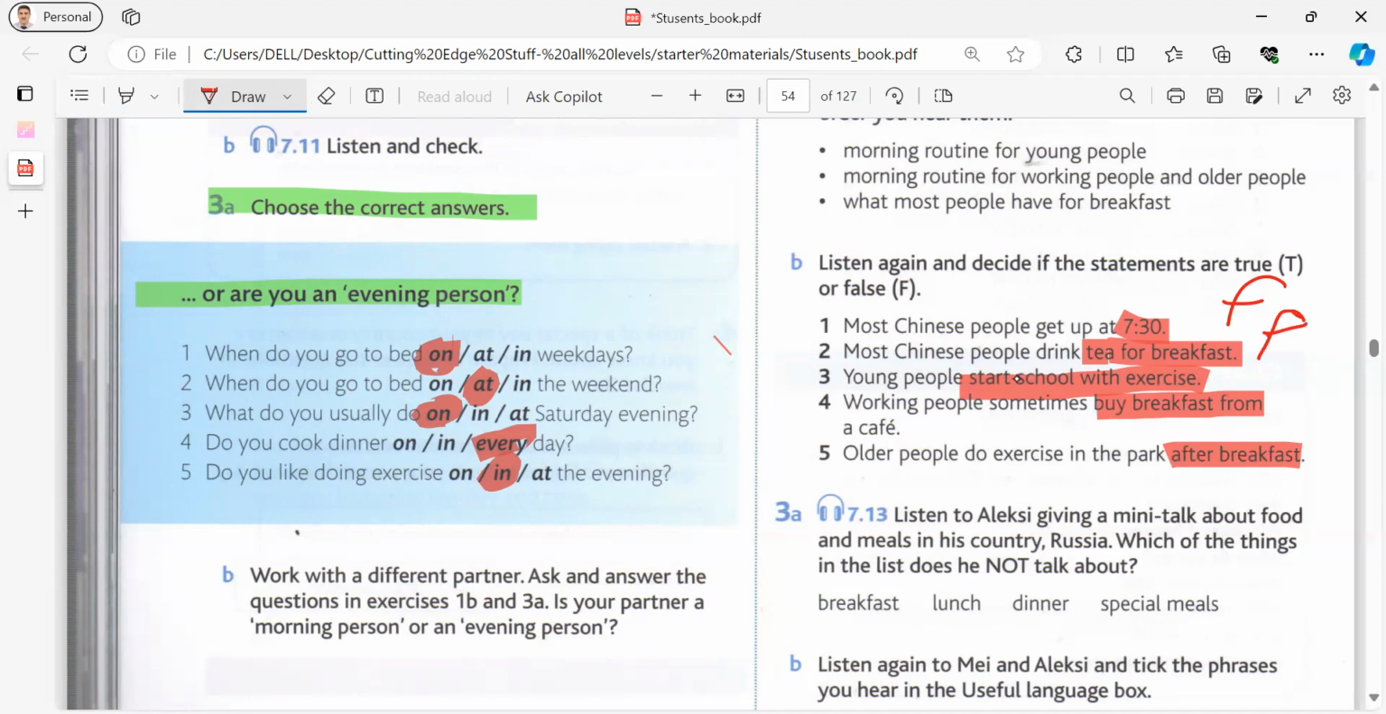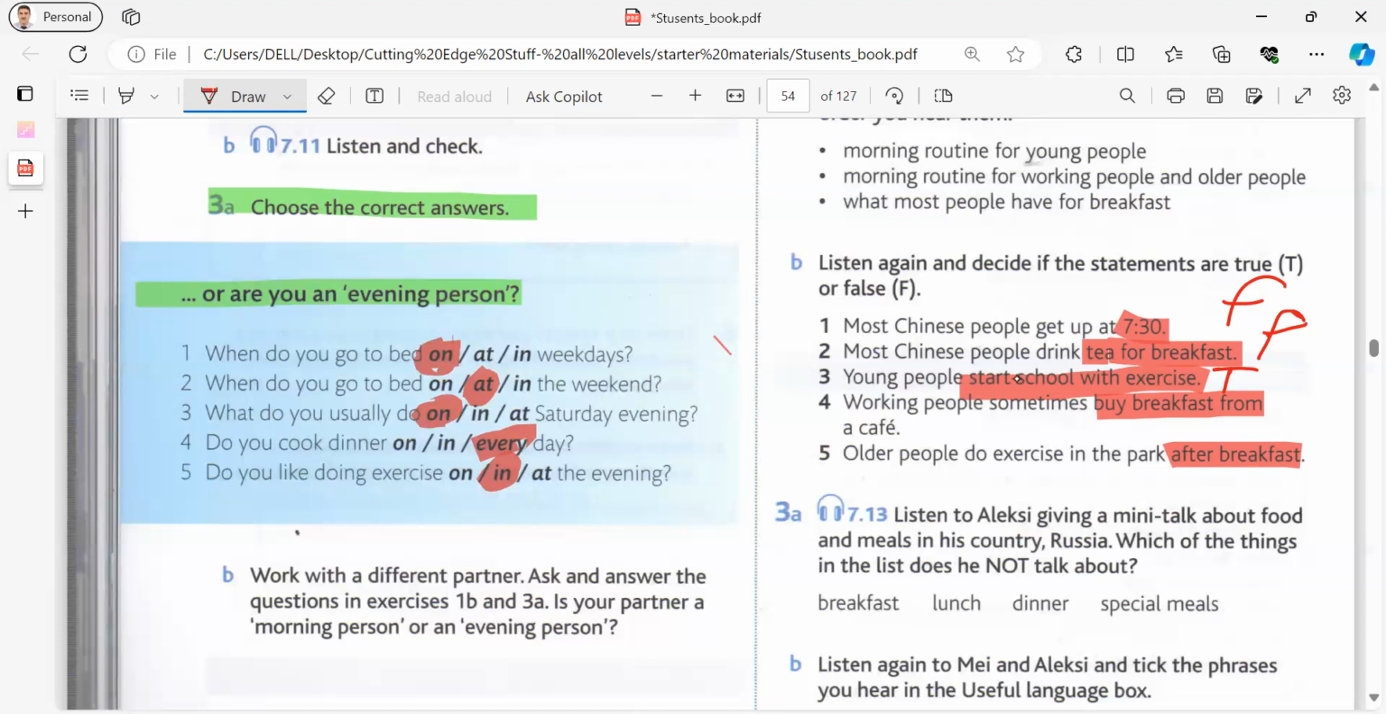Young people start school with exercise. Number 3, Fahad. True. Yes, exactly. This is true. The students, shabab, do exercise for 30 minutes, half an hour.